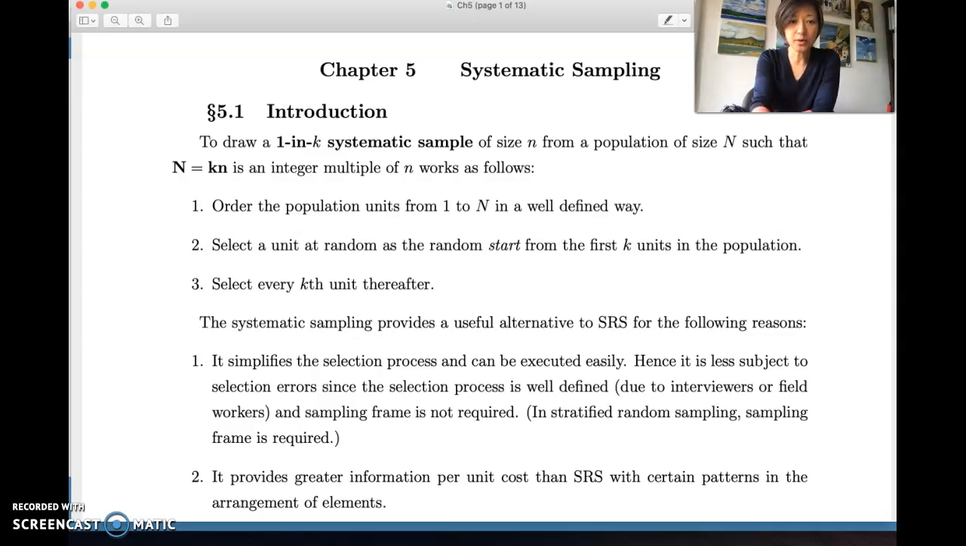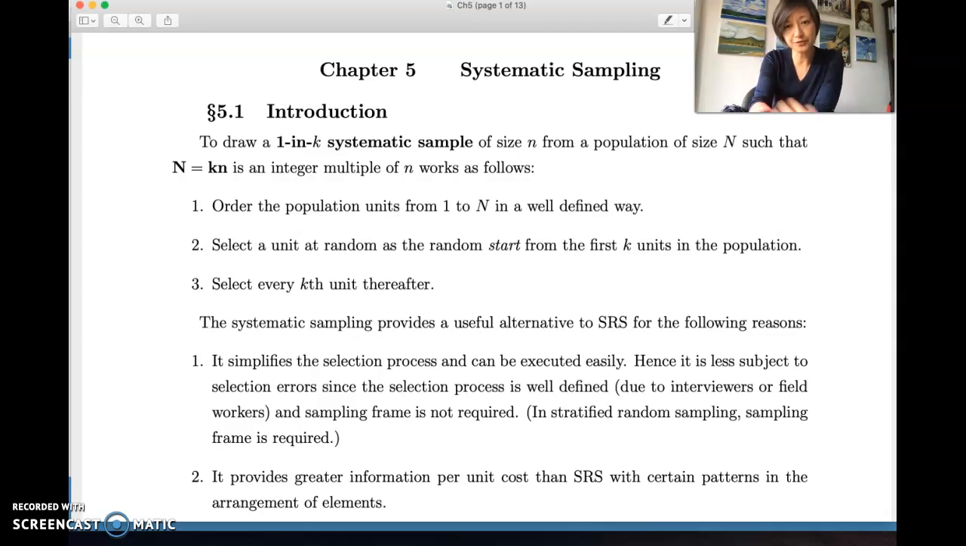Okay, how does it work? Back to our example, we want to order the population units from 1 to 100 in a defined way. So let's say we give every student a number from 1 to 100. Then we draw a 1 in 5 systematic sample, and at the end of the day, we can draw 20 students, right? So we select a unit at random, a random start, from the first 5 units.